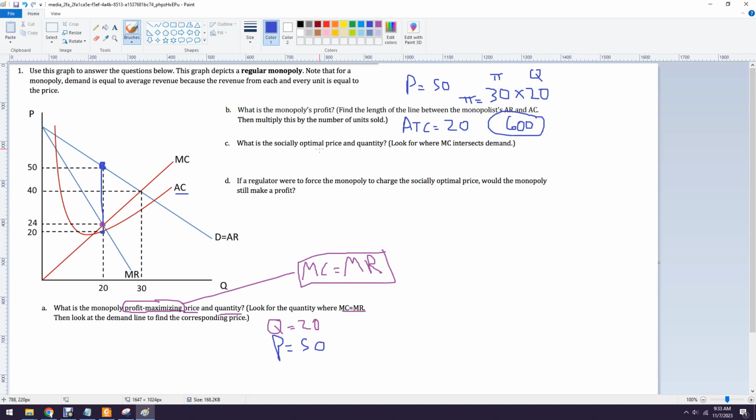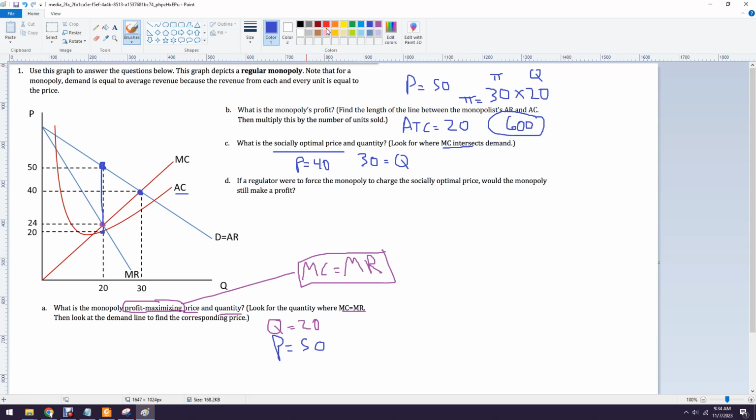Socially optimal, okay, so this socially optimal tells you marginal cost intersects demand. This has a couple of names. It might also be called the competitive equilibrium or the competitive price. Here it's saying socially optimal. Well, so we're just going to go where marginal cost equals demand. That's going to be a quantity of 30 and a price of 40.